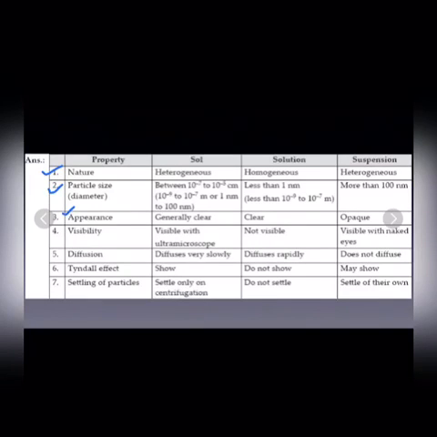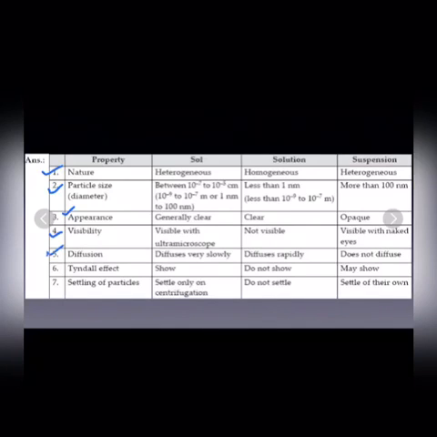Third is the appearance. Colloidal solutions are generally clear, solution is also clear, suspension is opaque. Next is visibility. Colloidal solutions are visible with a high quality microscope, solutions are generally not visible, and suspensions are visible with the naked eyes.